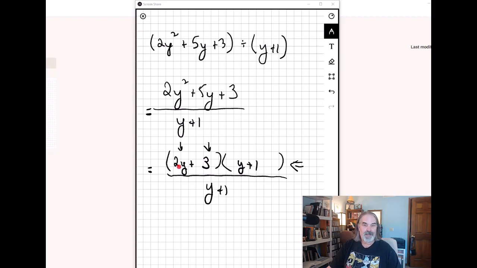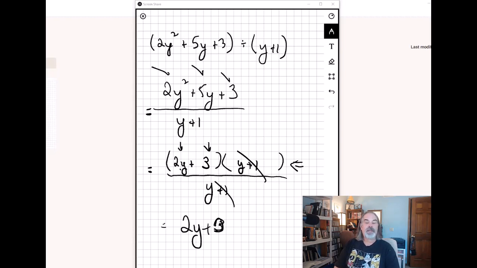Well, the 2y times the 2y from the first terms, remember FOIL, is the 2y squared, so that's good news. Now the outer terms would be 2y times 1, which is 2y. Then the inner terms would be 3 times y. So we got a 2y from the outside, a 3y from the inside. Altogether, there's our 5y. And then the last terms, the 3 times the 1, that gives our 3. Okay, so we have correctly factored that top, and now the division itself is easy. Right? Bang, bang, you're done. So the net result of that division is 2y plus 3.